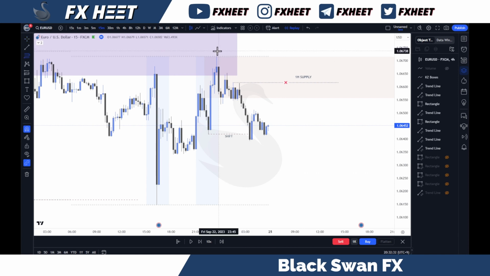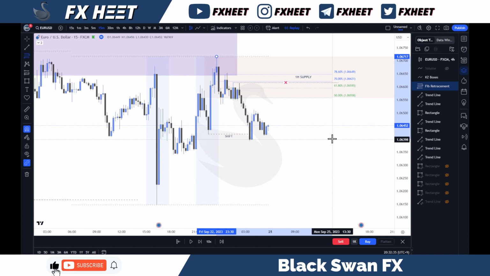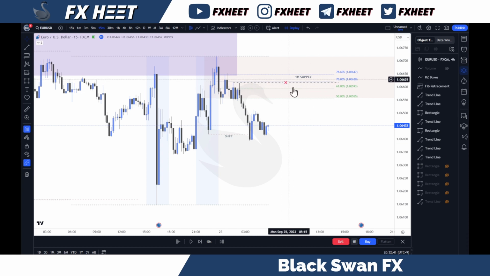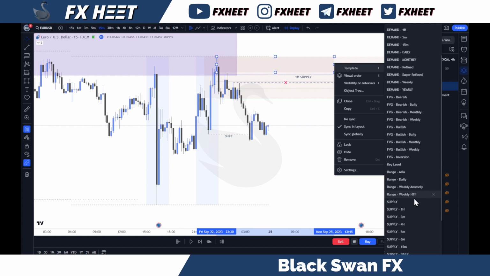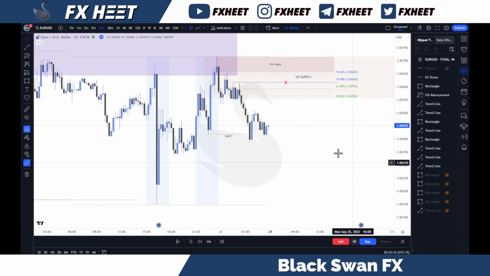Something else I would probably be looking for is potentially premium discount. We have this liquidity right in OTE. So I would be looking for price to break above this. We have lower time frame supply that hasn't been mitigated yet. So that's a 15-minute supply up there and potential liquidity resting right below it.